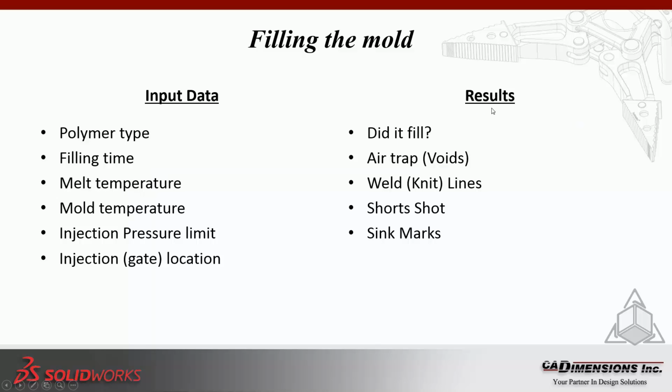So from a result standpoint, what can you get if you input these types of data? Well, for one, did it fill? You'll answer that question. Or will you experience some sort of short shots where it didn't fill? In that case, you can always change the geometry, maybe add pressure, or if the walls were too thin, you can evaluate that within SolidWorks Plastics. You can check for air traps, where you can find voids. You can look at the knit lines or the weld lines within your part based on how it filled, and also of course sink marks. Sometimes you might have ribs in your plastic parts, and those can cause sink marks in your part.